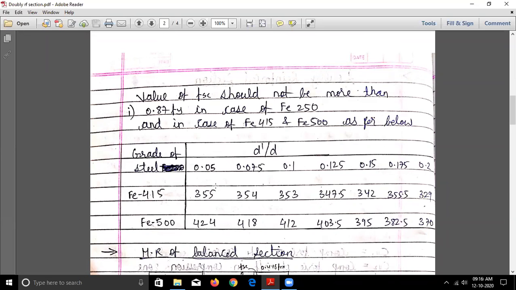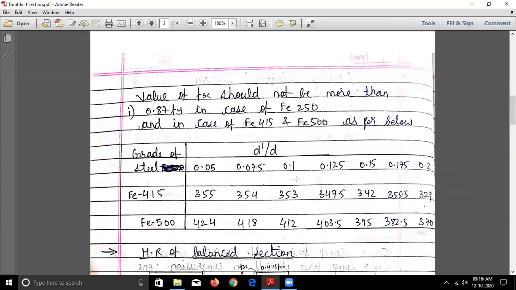So this depends upon what? It depends upon the ratio of D dash by D. You know what is D dash, you also know what is D: the effective cover in the compression zone, and the effective depth of the section. So when you find out the D dash by D ratio, suppose it is 0.075, then for Fe415 the permissible stress will be 354. It should not be more than this. These are the permissible stresses for FSC. I hope this is clear to everyone.